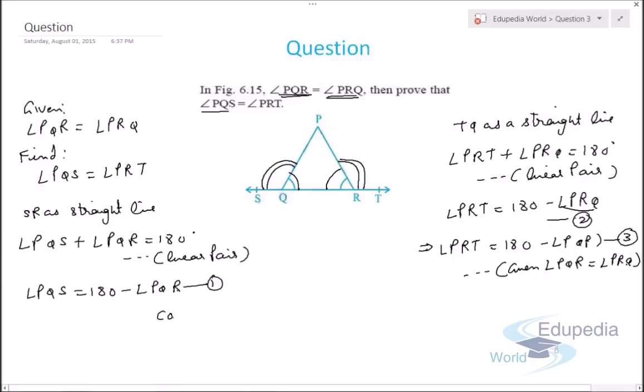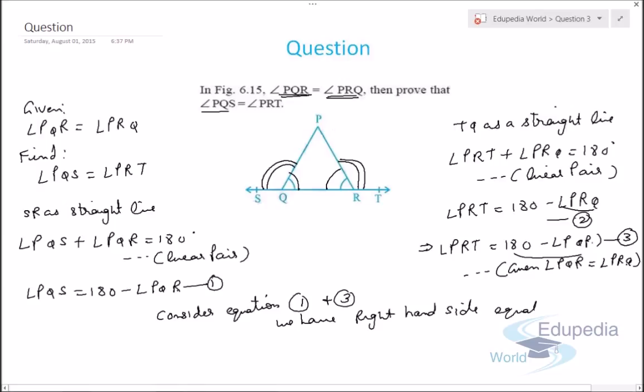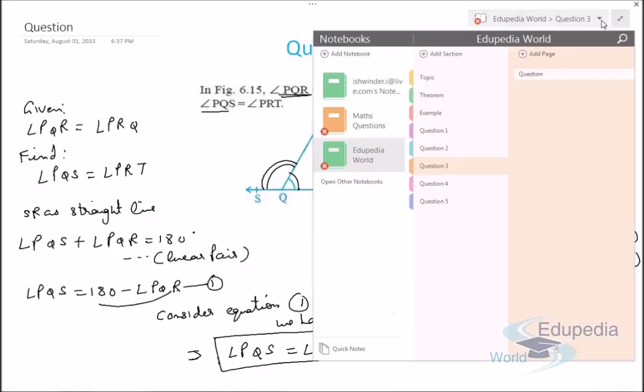So if we consider equation 1 and 3, we have right hand sides equal, means this is equal to this. So we can say that angle PQS equals angle PRT. So this is how we can prove these types of questions. So let's move on to the next question, question number 4.